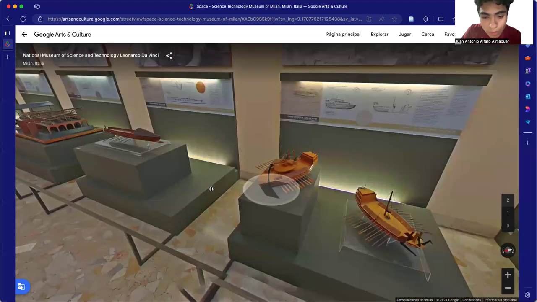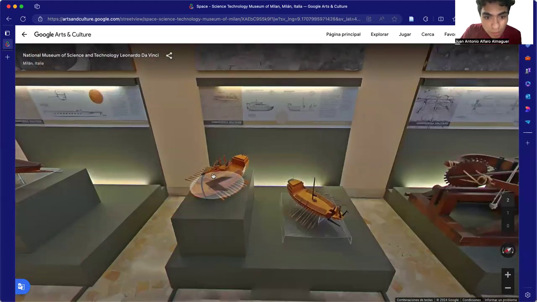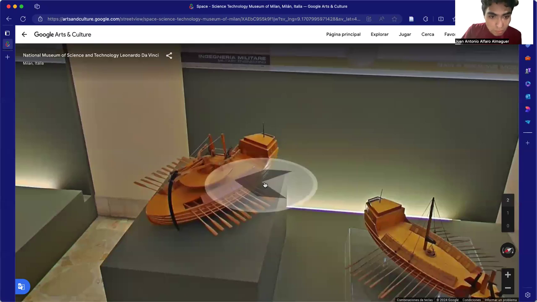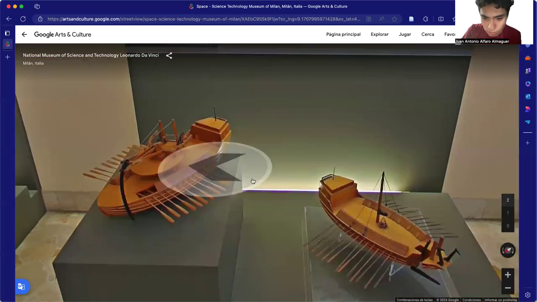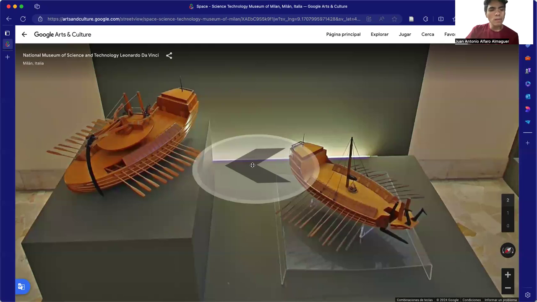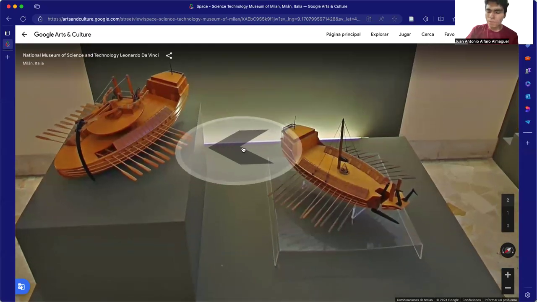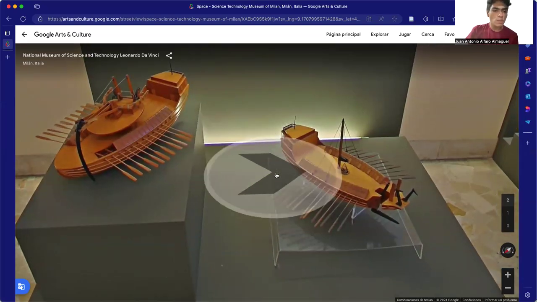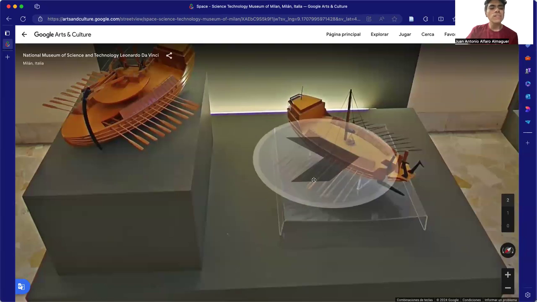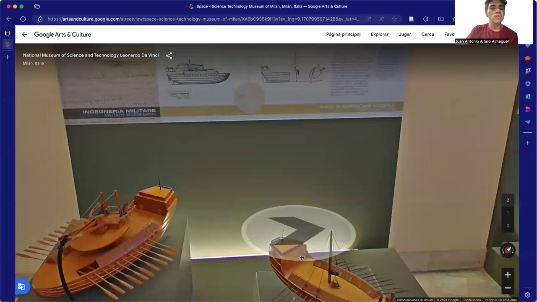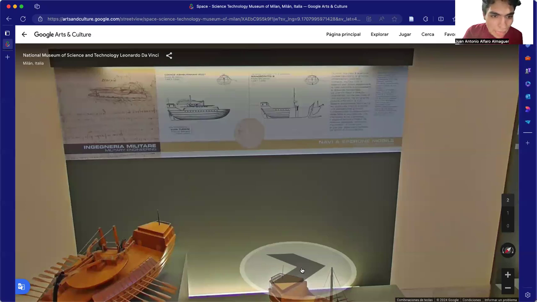Oh, and here we are seeing ships, military ships. I wasn't thinking about military ships made from wood. The idea of military ships that I have always had was those very powerful and massive American ships used for war.